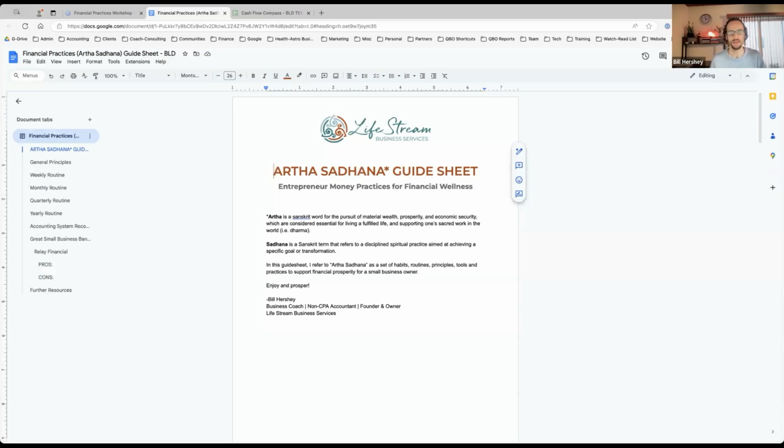But back to the Artha Sadhana guide sheet. I'm going to break down the Sanskrit words here. These are Sanskrit words, just so those of you who may not be as familiar with the terminology can have a deeper understanding and appreciation of what I intend this otherwise somewhat business-processy, kind of boring sheet. I shouldn't label it as boring, but we're trying to make it sexy here. So, the Artha part of this term is referring to material wealth, prosperity, economic security, which are essential for living a fulfilled life and supporting one's sacred work in the world.